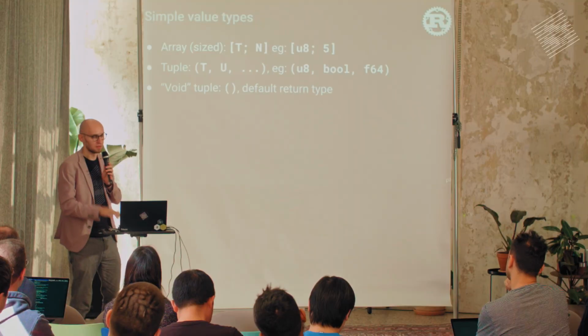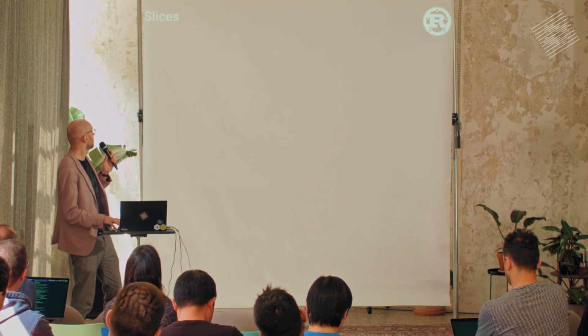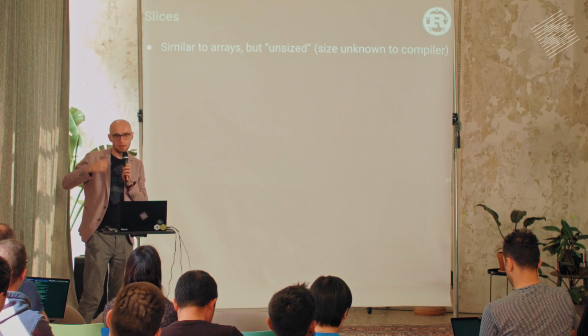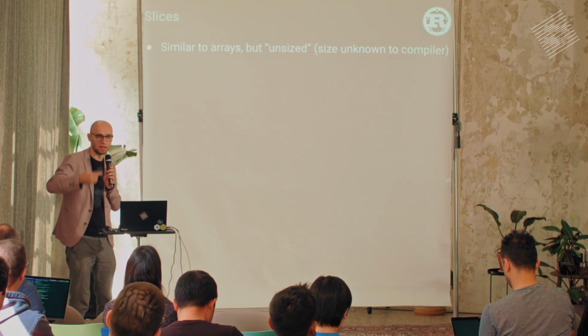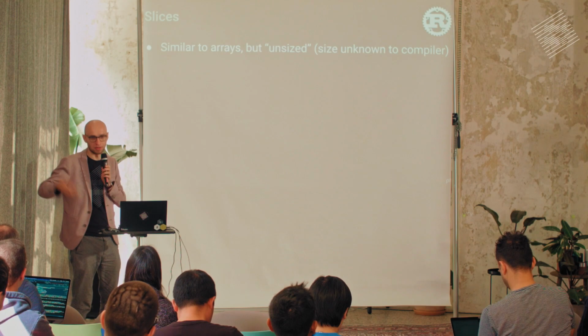So if you see an error that says returning type X but expected empty braces, then you probably missed a semicolon. Or if it says expected type empty braces but got X, then you probably need to add a semicolon at the end. That's useful to know. And then we have slices, which are actually super cool, similar to arrays, but they are unsized, which in Rust speak means that the size of the type is not known to the compiler at compile time, but it will be tracked in memory at runtime.